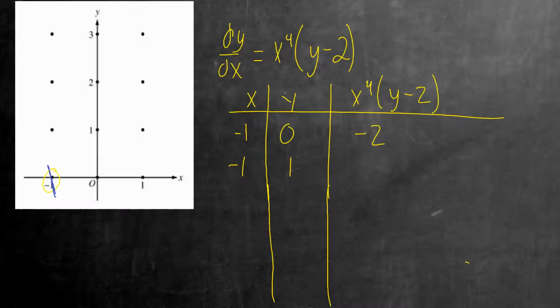(-1, 1). So 1 times -1 will give me -1. So my slope should be getting shallower, less steep, I guess you could say. If I put in (-1, 2), I'm going to have 1 times 0. If I put in (-1, 3), I'm going to have 1 times 1. So let's put those last two in. Slope of 0 and a slope of 1.